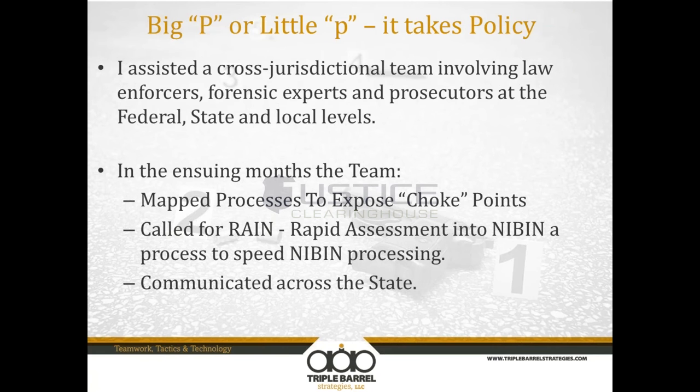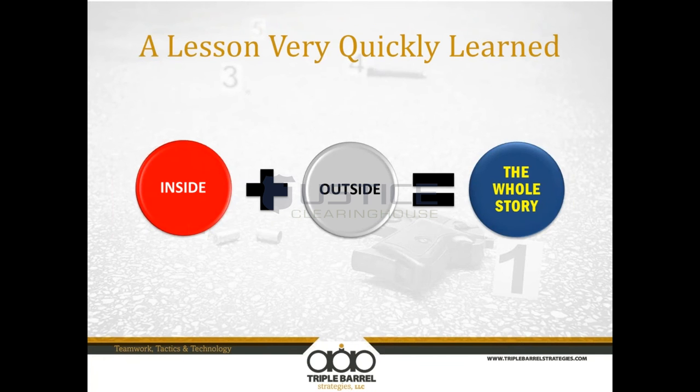This process was communicated across the entire state to law enforcers and prosecutors. However, one lesson was learned very quickly: you have to be able to manage the inside plus the outside information to get the whole story. Just focusing on RAIN alone, the NIBIN part, the inside part of this, quickly put us in the position where a gun that came from a seemingly insignificant incident, like shooting at a stop sign, once run in NIBIN, linked itself to a murder and became a murder weapon. Without giving thought to collecting the outside information, the DNA, the fingerprints, etc., we could have crossed over some bridges we could not have gone back across at a later date.